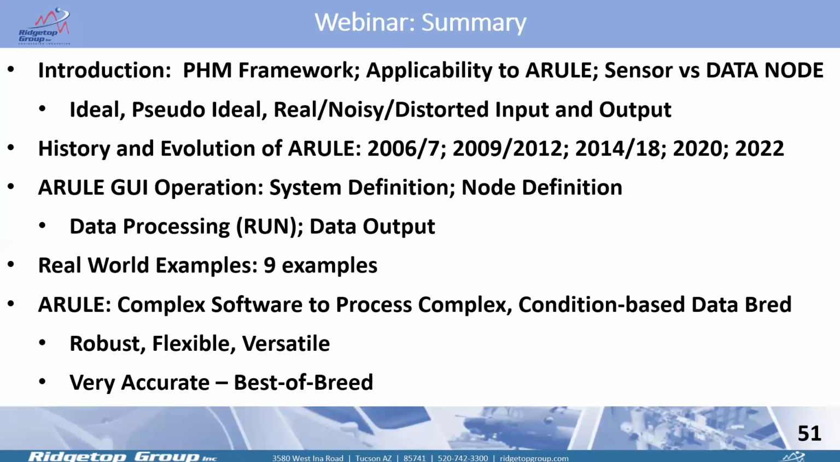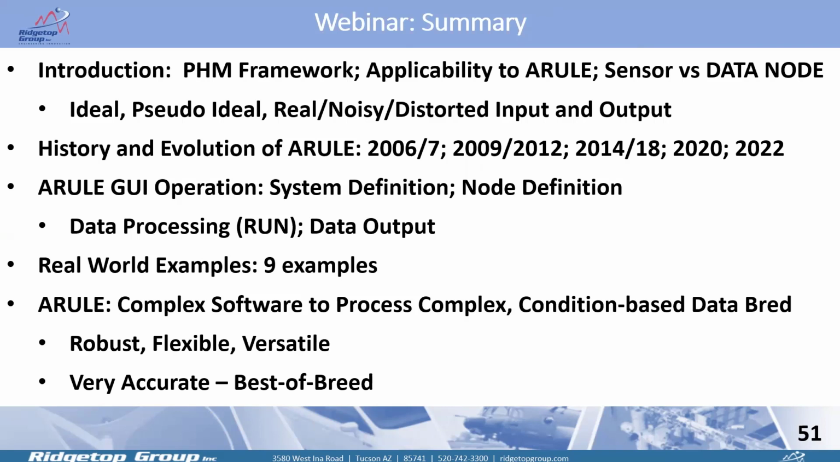We introduced and discussed the PHM framework, which is IEEE standard compliant. We discussed how it applied to ARULE. We talked about sensors versus a data node. We talked about ideal versus pseudo-ideal versus real, noisy, distorted. We briefly discussed the history and evolution of ARULE, starting from around 2006 to the present year.